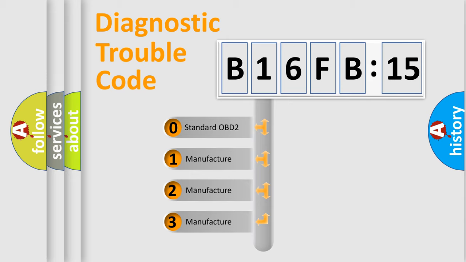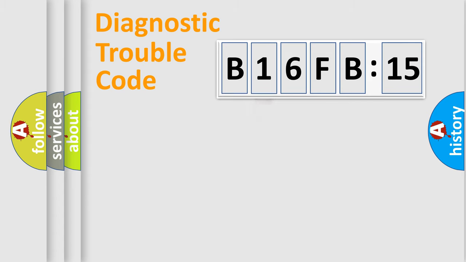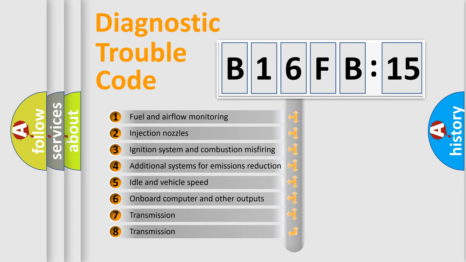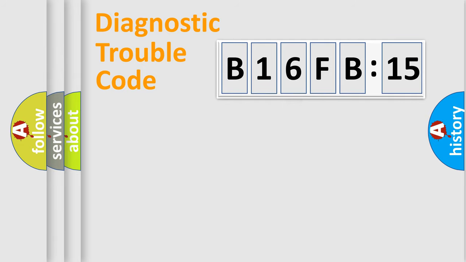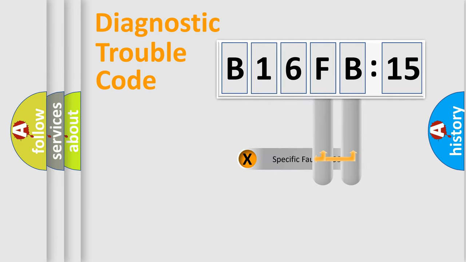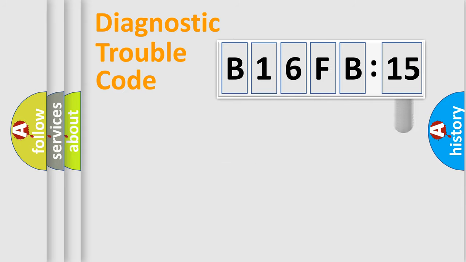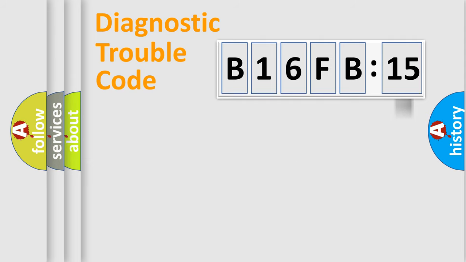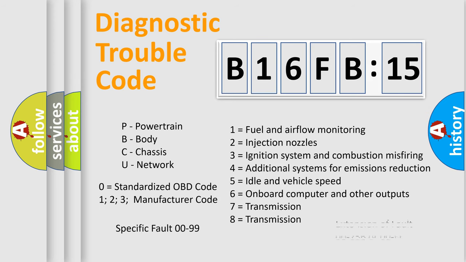If the second character is expressed as zero, it is a standardized error. In the case of numbers 1, 2, 3, it is a more prestigious expression of the car-specific error. The third character specifies a subset of errors. The distribution shown is valid only for the standardized DTC code. Only the last two characters define the specific fault of the group. The add-on to the error code serves to specify the status in more detail, for example, a short to the ground. Let's not forget that such a division is valid only if the second character of the code is expressed by the number zero.